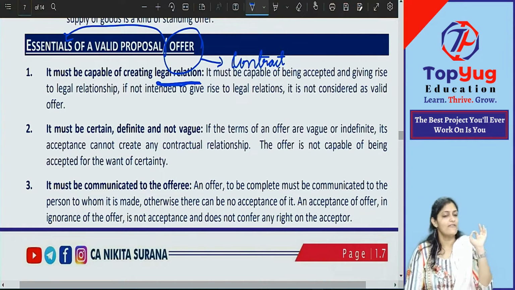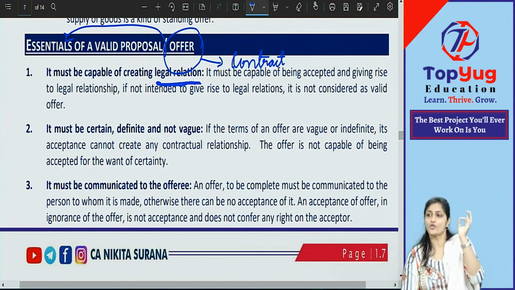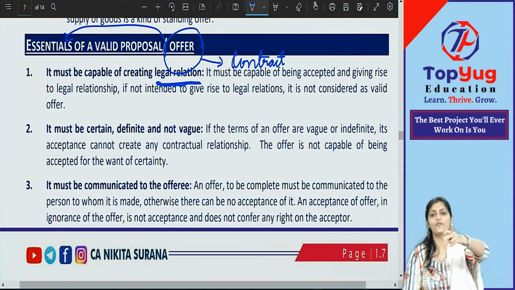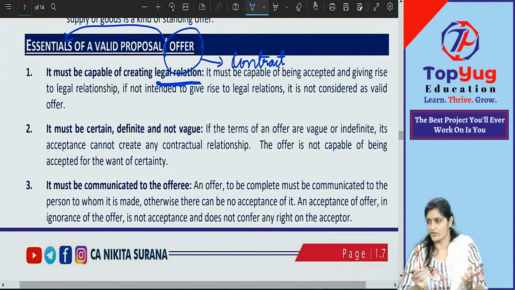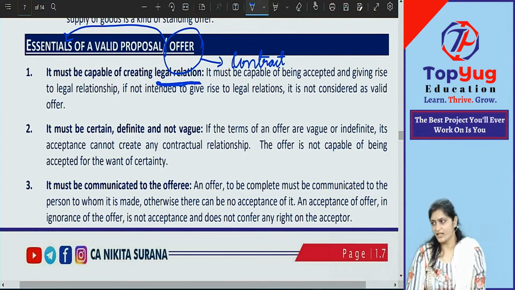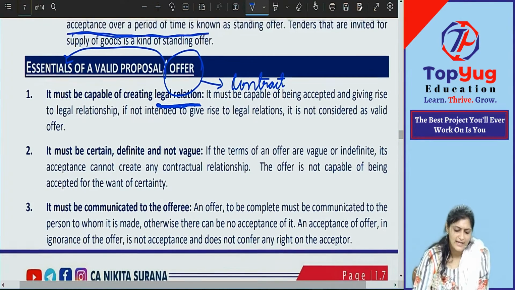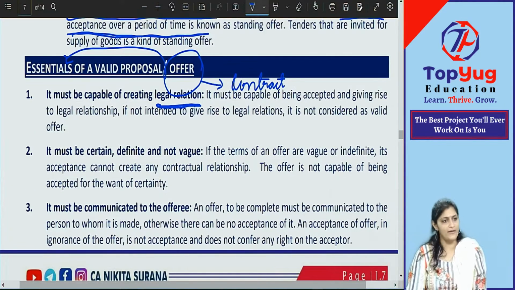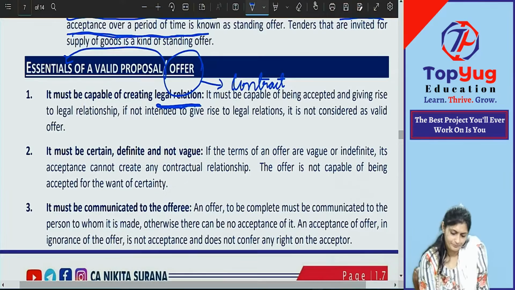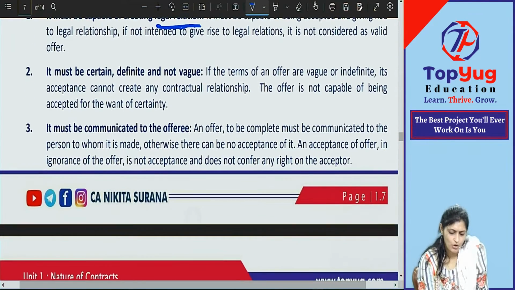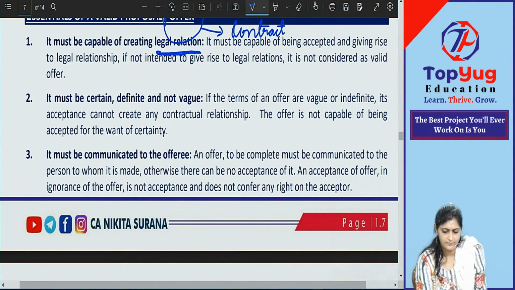For a valid offer, whenever an offer is made, the offerer should intend to create only what type of relationship with the other party? Only legal relationship, not any cordial relationship. Is this point clear? Yes or no? So that is what your first essential element is telling you. Whenever any person, the proposer, the offerer makes any offer, it should be capable of creating legal relationship between the parties. That is your first essential element.